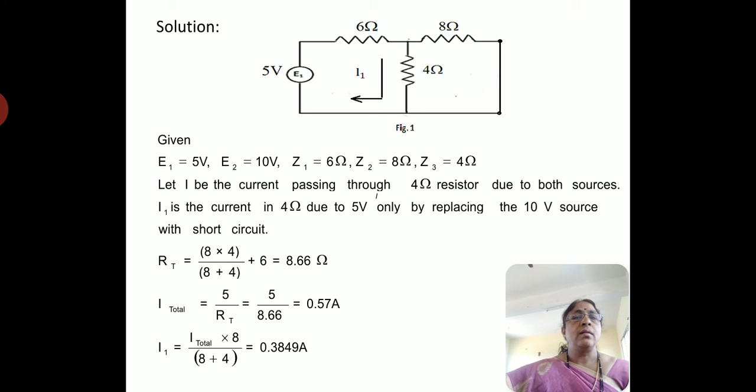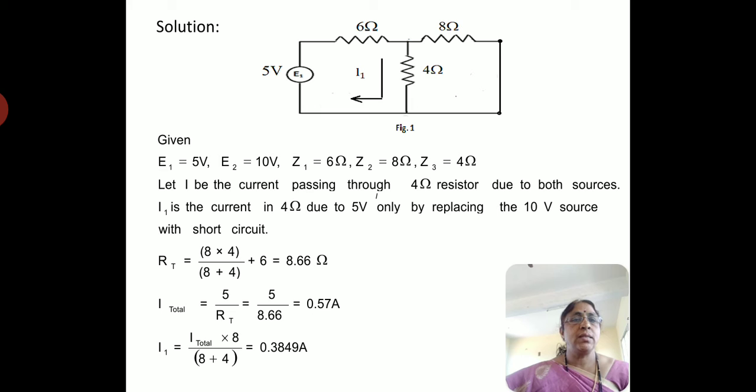Here we have to remove one of the sources as per the superposition theorem and find the current passing through the particular resistance, and finally add the currents I1 and I2 for the different EMFs, and we get the current passing through the 4 ohm resistance. Here E1 equals 5 volt, E2 equals 10 volt, and Z1 is equal to 6 ohm, Z2 is equal to 8 ohm and Z3 is equal to 4 ohm. Let I be the current passing through the 4 ohm due to E1 and E2, that is both sources, and I1 is the current in 4 ohm due to 5 volt only.